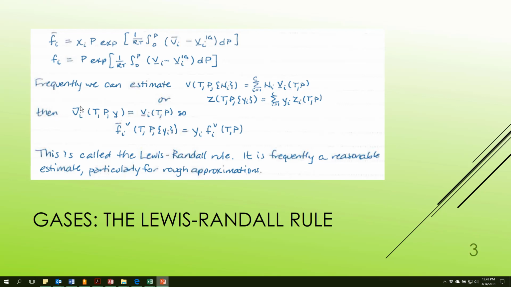If we do that, then the partial molar volume is the volume of the pure species, and therefore the fugacity for the substance in a mixture for a gas is equal to the mole fraction times the fugacity of the pure substance as a gas. This is called the Lewis-Randall rule, and it actually is frequently a reasonable first estimate, especially if all you're trying to do is a rough approximation so that you can compare your answer to a more rigorous calculation done, say, in a computer program.